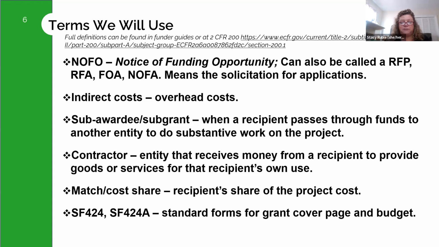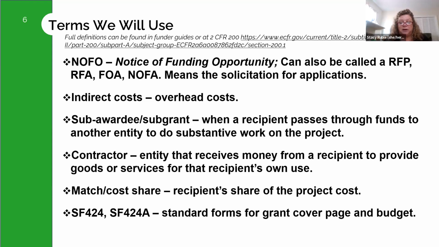There's also a concept of a subawardee or a subgrant. This is when you as the recipient would receive funds and then pass them through to another entity to do the substantive work on the project. And we'll talk more about that. On the other hand, a contractor is an entity that receives money from a recipient to provide goods or services for that recipient's own use. So the subgrantee would be helping out your beneficiaries. A contractor is helping you.